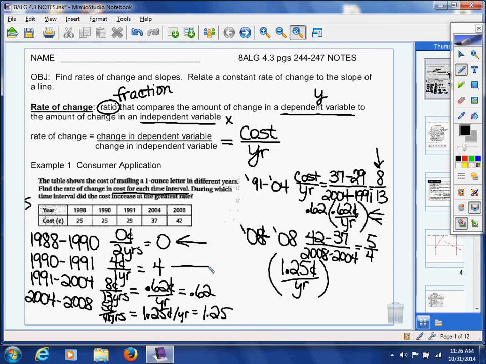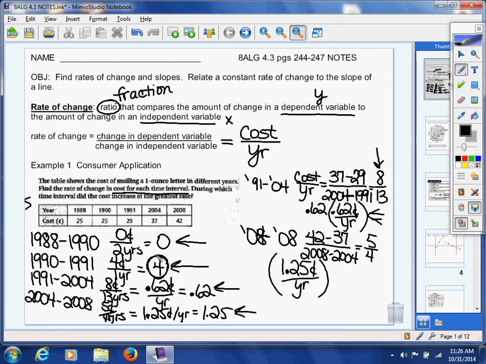Here's that first interval, second interval, third interval, and fourth interval. And we want to focus on that math because one of those numbers indicates the biggest increase in cost. It's the biggest rate of change in that particular set of years. So as you look at it, 0 means it didn't change at all. So that's not going to ever be your biggest number, okay? And as you look at them, you're looking for the largest number here.